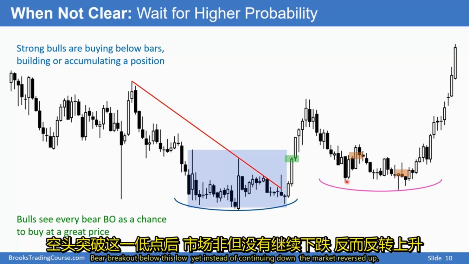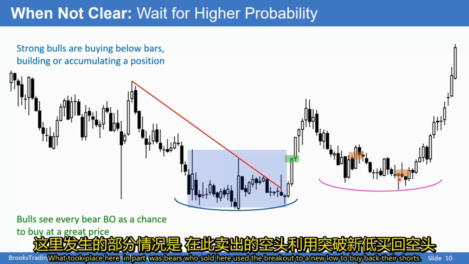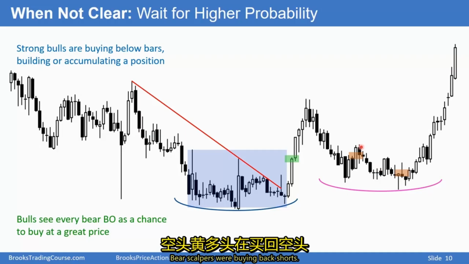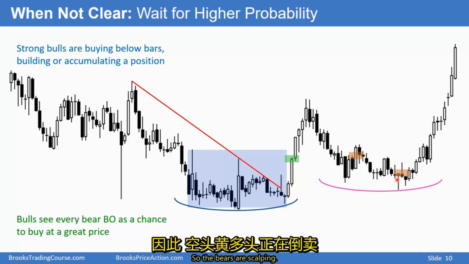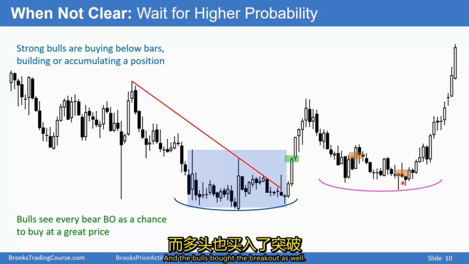Bear breakout below this low, yet instead of continuing down, the market reversed up. The bears were not selling aggressively at that low. What took place here, in part, was bears who sold here used the breakout to a new low to buy back their shorts. Bear scalpers were buying back shorts, so the bears are scalping. They are not confident that the market's going lower, and the bulls bought the breakout as well.